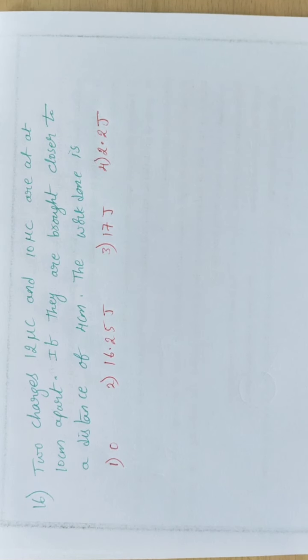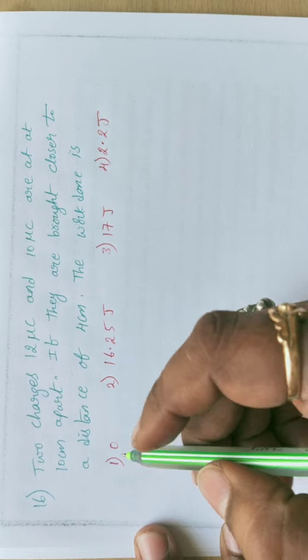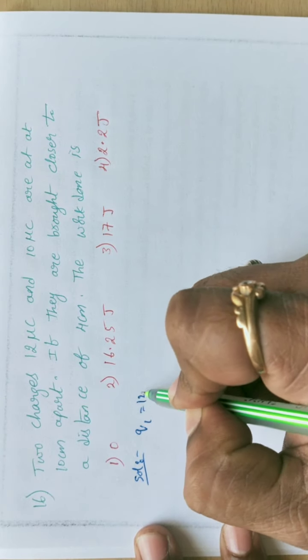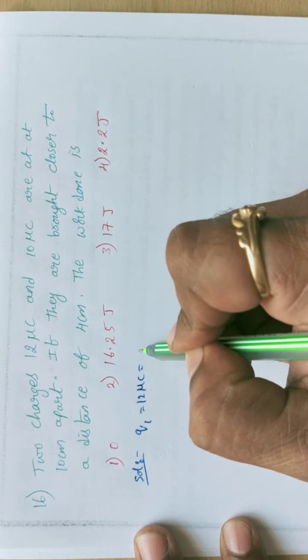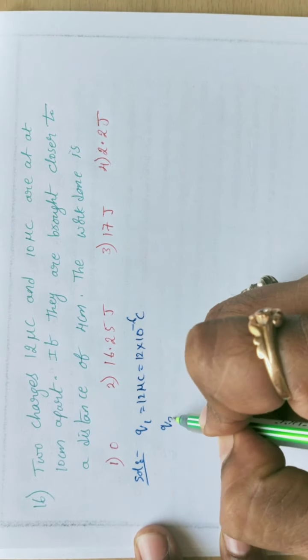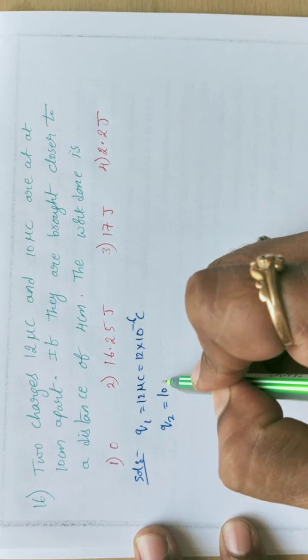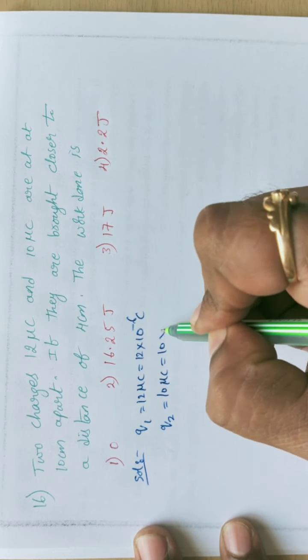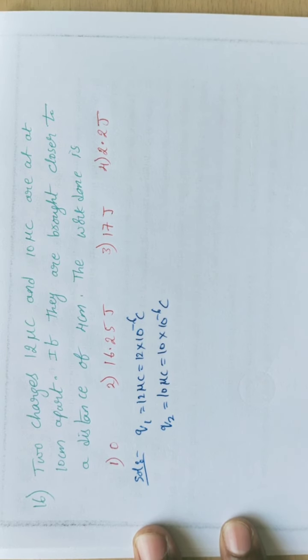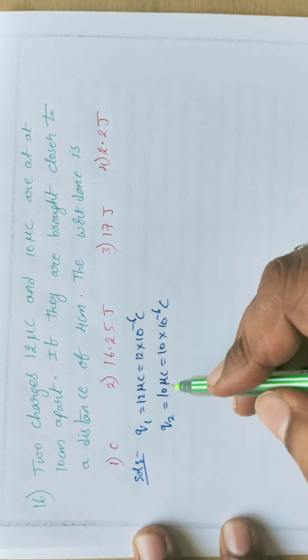Now one more question we are ready to start: two charges, 12 microcoulombs and 10 microcoulombs, are 10 centimeters apart. So now I am starting the solution. First charge q1 is equal to 12 microcoulombs, so that is 12 into 10 power minus 6 coulombs. Another charge q2 is equal to 10 microcoulombs, that is 10 into 10 power minus 6 coulombs, initially at a distance of 10 centimeters.